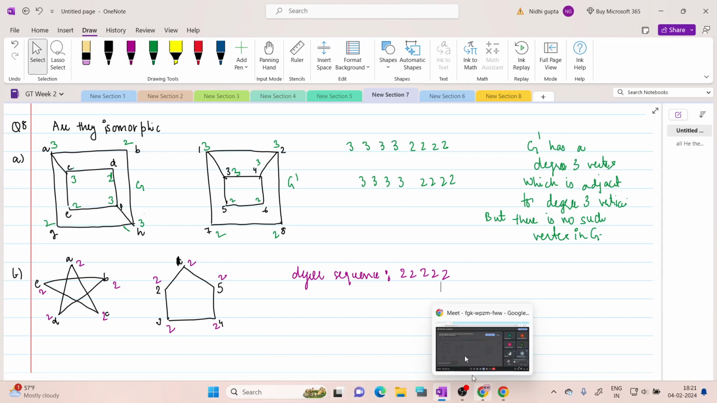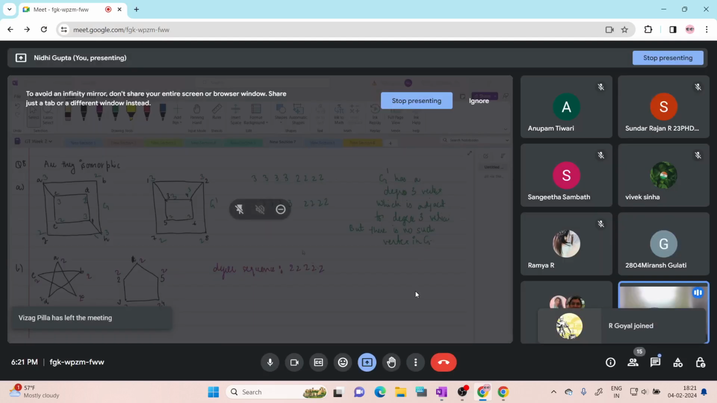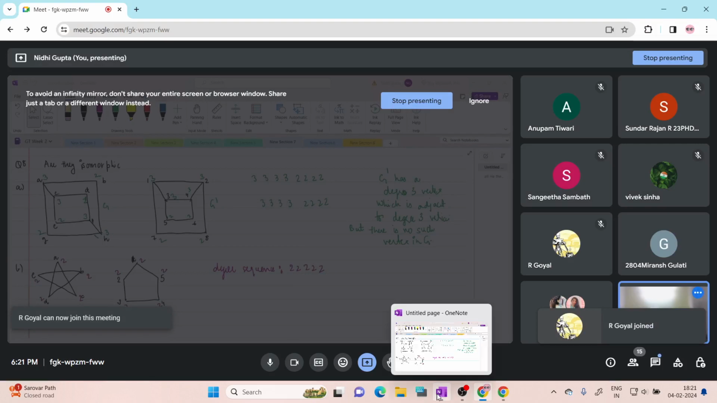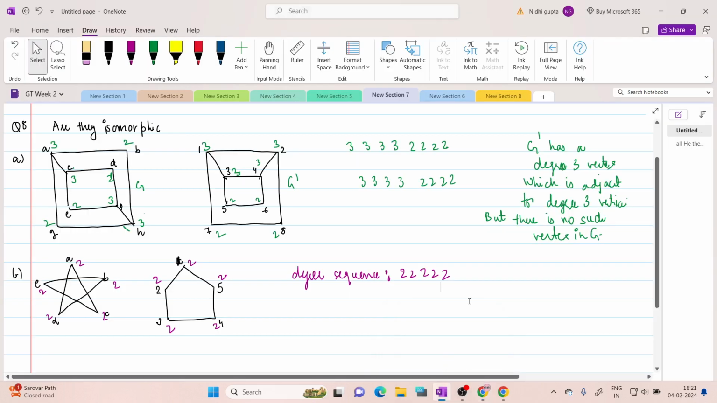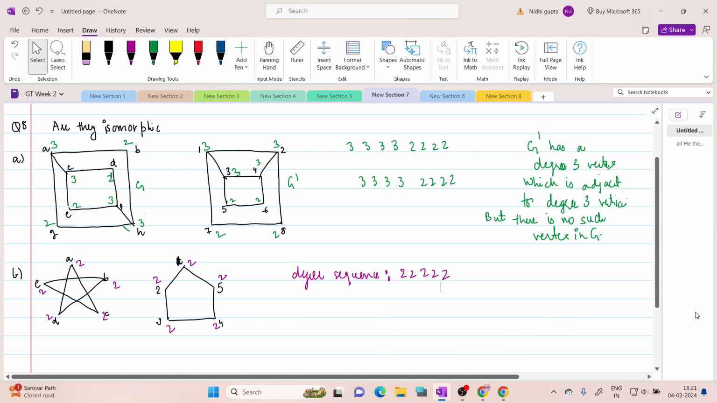I think they are isomorphic. If you are saying they are isomorphic, then you have to give me the map, like which vertex is going to which vertex. And if you are saying that they are not isomorphic, then you'll have to give me a specific reason why they are not isomorphic.